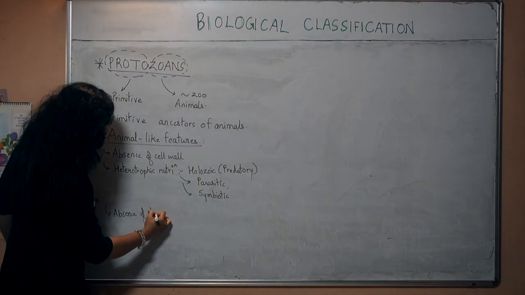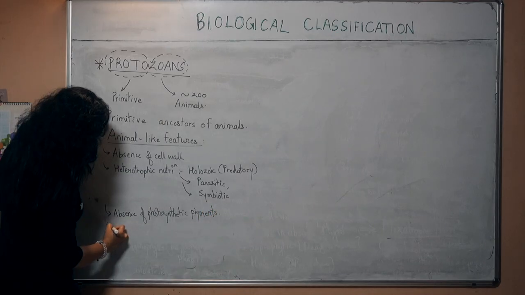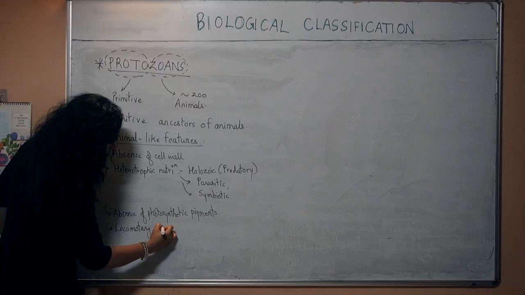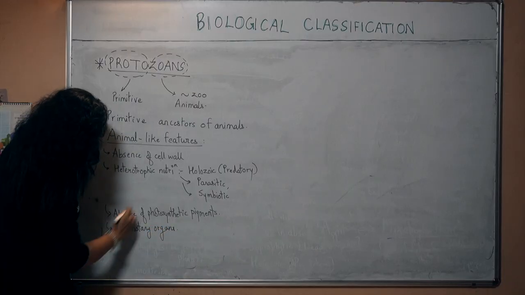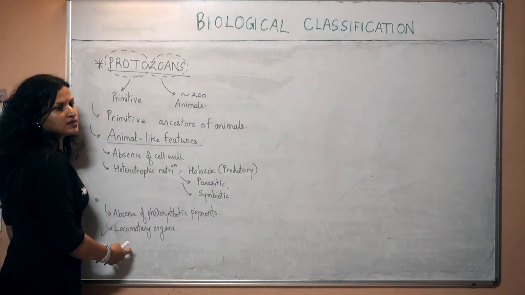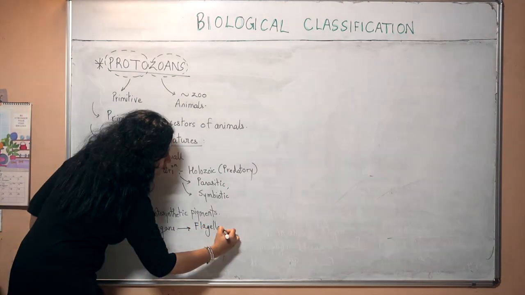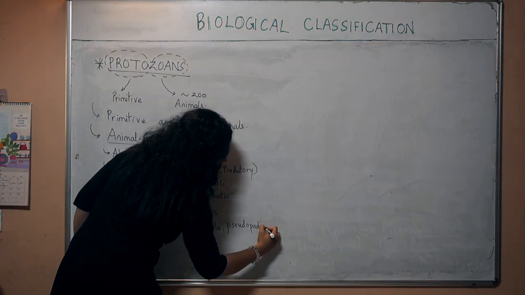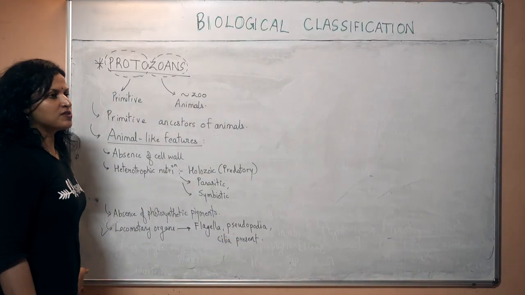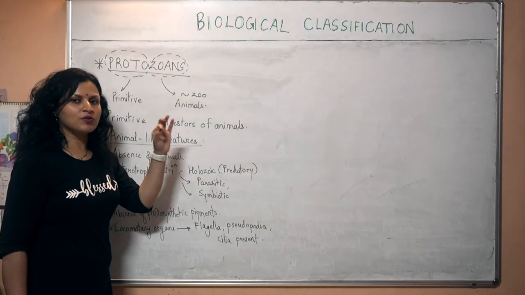Absence of photosynthetic pigments. No pigments are present. Locomotory organs are present, which is a very important feature that makes them animal-like in nature. Locomotory organs like flagella, pseudopodia, what you see in amoeba, okay, cilia are present. So these are the animal-like features because of which they are called primitive ancestors of animals or animal-like protists.